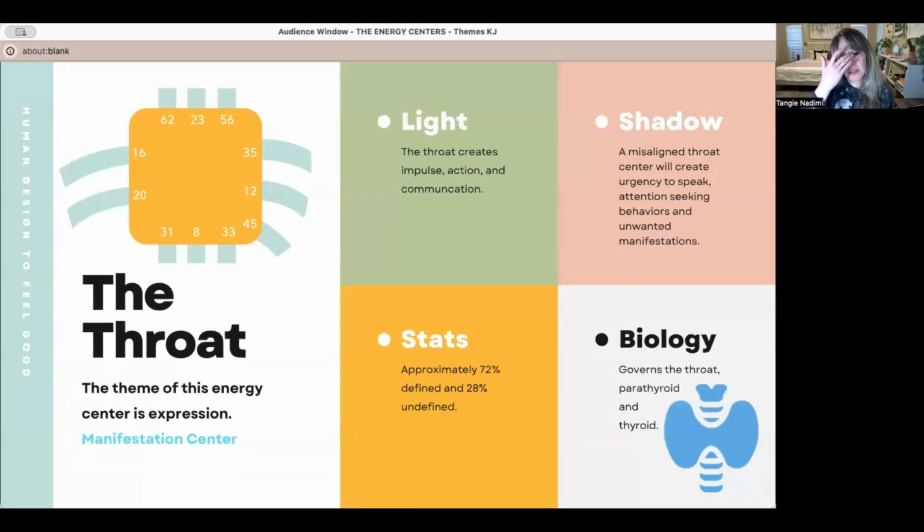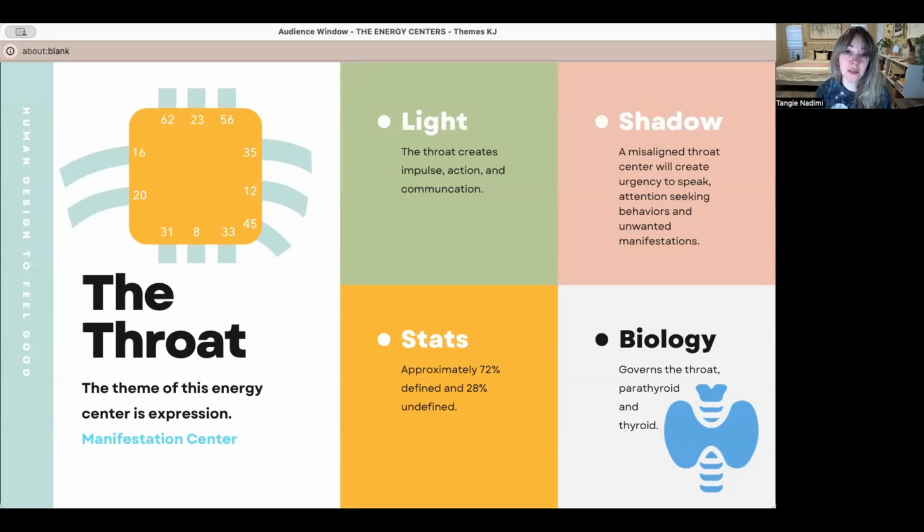The next center here we have is the throat. The theme of this energy center is expression. It is our only manifestation center in human design. So the light of this energy center creates impulse, action, and communication. The shadow, a misaligned throat, will create some urgency to speak, attention-seeking behaviors, and unwanted manifestation by not having clear intentions around expression and maybe expressing a lot of things that are negative or unwanted outwardly.